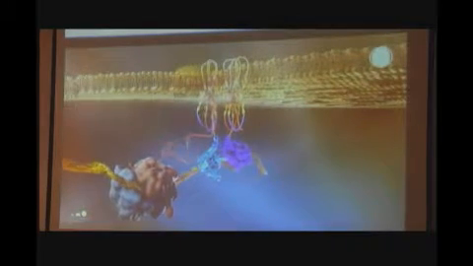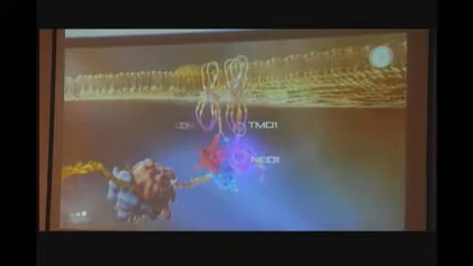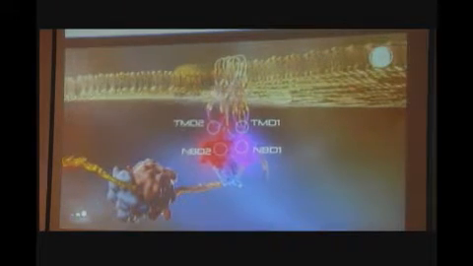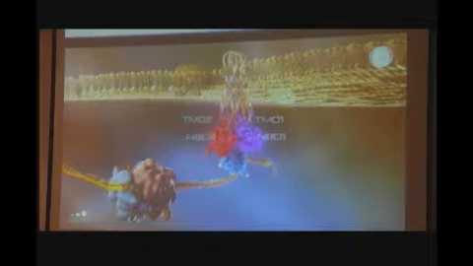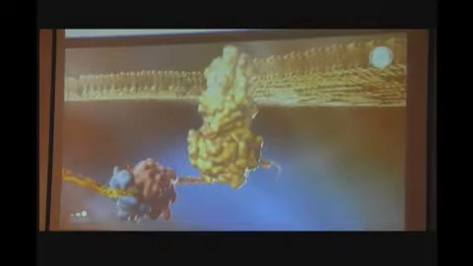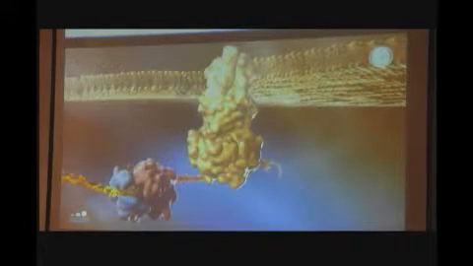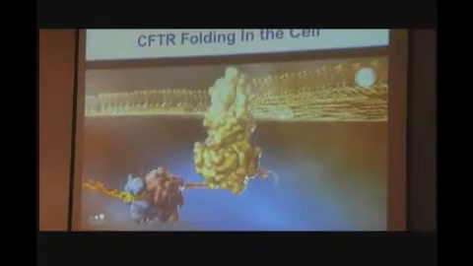The CFTR channel then finishes off its processing, and then all that material comes together in a tightly bound structure because those interactions are present and operating normally and forming the channel that you and I have, that functions normally.